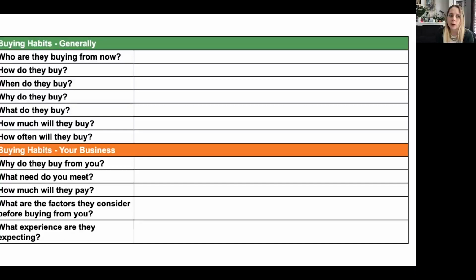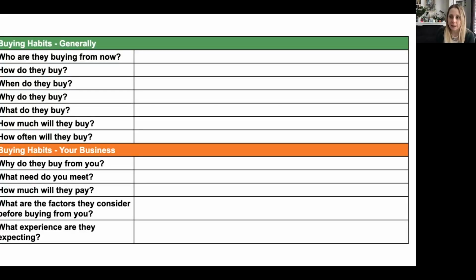So, if they're buying weekly, they're not going to want to spend $1,000 every single week, but they might spend $1,000 if they know that they're going to get 5 to 10 years out of it. So how much are they willing to pay if your product promises a certain amount of time? What are the factors they consider before buying from you?